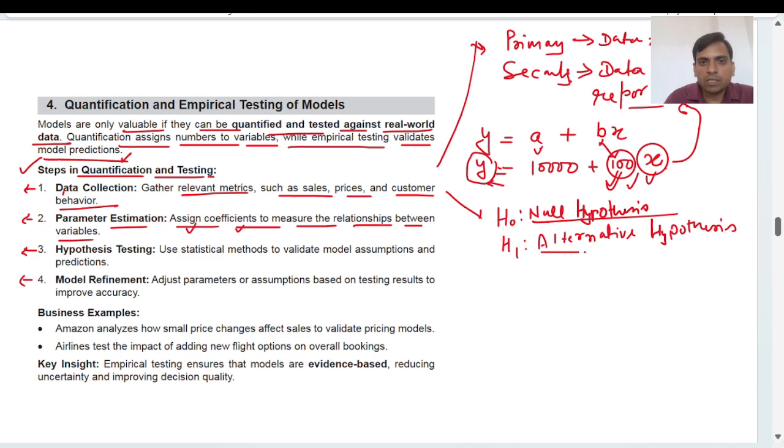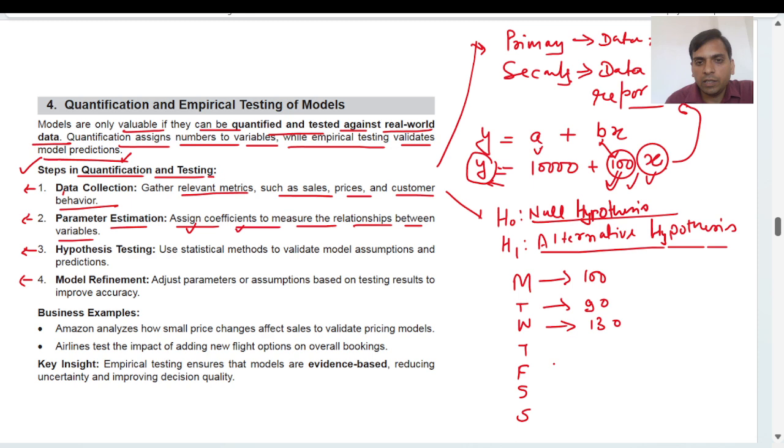So, null hypothesis and alternative hypothesis. Suppose we have the demand of ice cream. We have data of demand of ice cream for 7 days, from Monday to Sunday. The demand of ice cream on Monday is 100 pieces. Demand on Tuesday is 90 pieces. On Wednesday, this is 130. And on Thursday, this is 40 units. And this is 80 units. Suppose this is 70 units. And this is 100 units again.